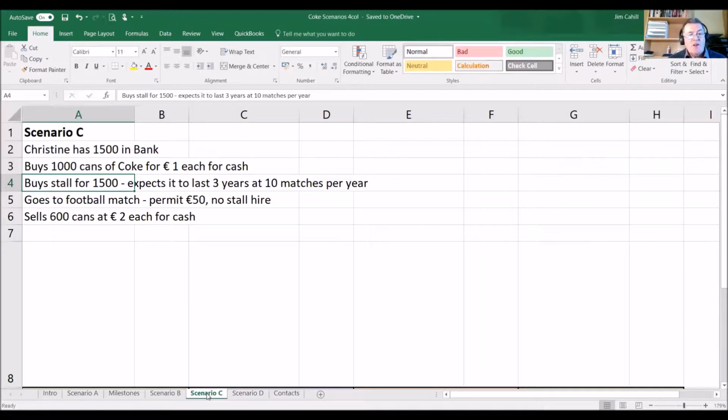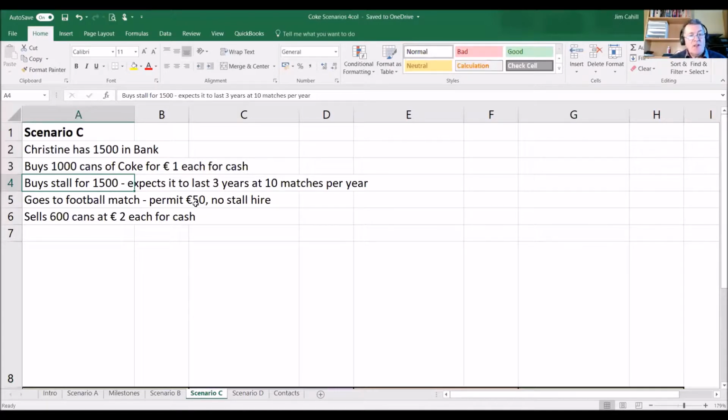Now, the important thing here that we're going to look at, Christine has a stall for 1,500. It's a cost. If I put the full 1,500 into her profit and loss, it's going to destroy her profit and loss because she's only selling for 1,200. So she's going to be down 300 before you even take into account the 50 there. And the reality is that that stall is going to last her for 3 years. So is it fair to charge one match or even the first 10 matches for the cost of that stall? And the accountant says no.